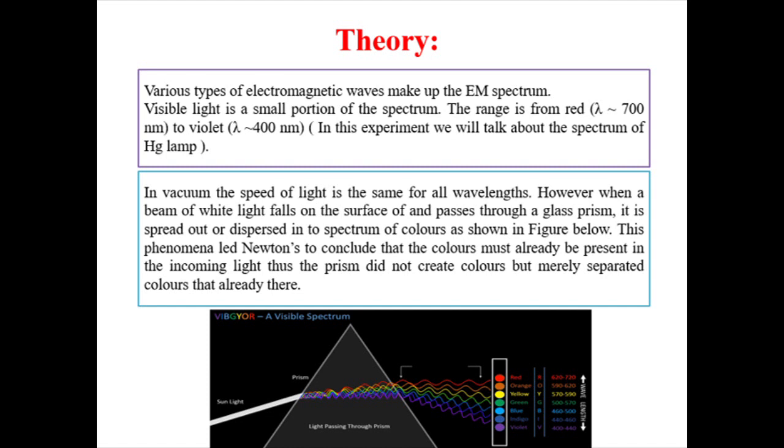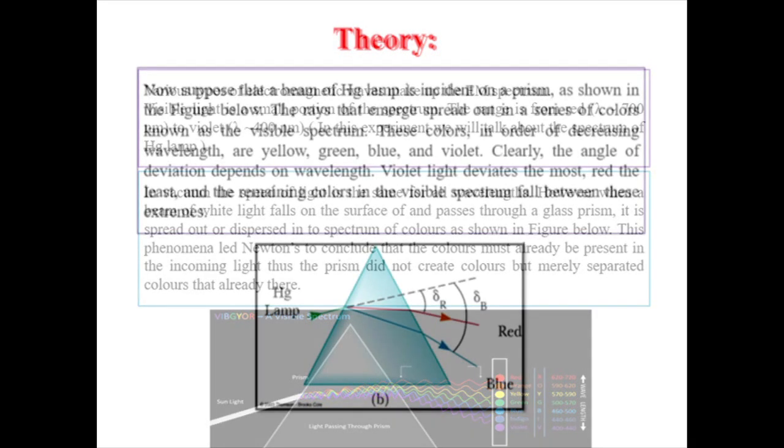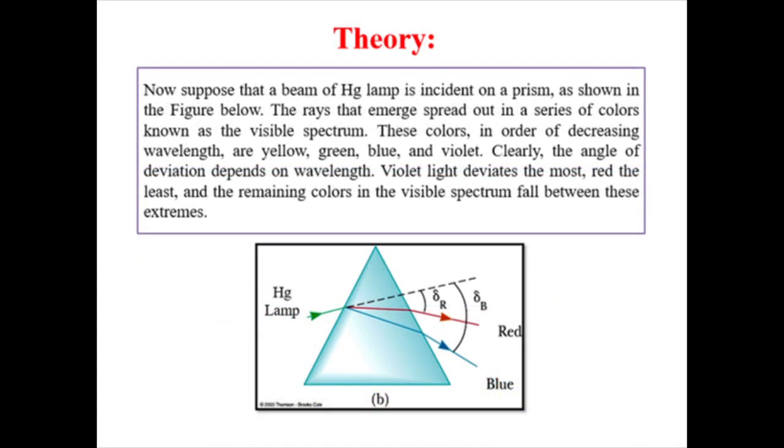In this experiment, we will talk about the spectrum of the mercury lamp. The most intense spectral lines of mercury light are yellow, green, blue, and violet. To understand the effects that dispersion can have on light, consider what happens when light strikes a prism. A ray of single wavelength light incident on the prism from the left emerges refracted from its original direction of travel, called the angle of deviation delta. What I just talked about is illustrated in the figure shown in front of you.